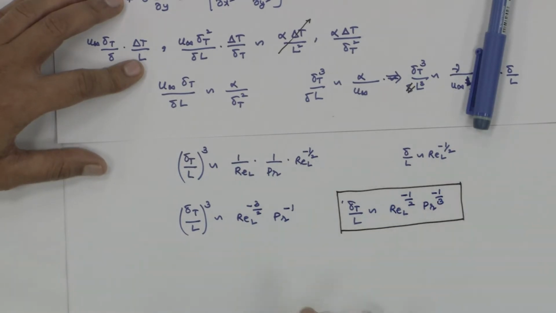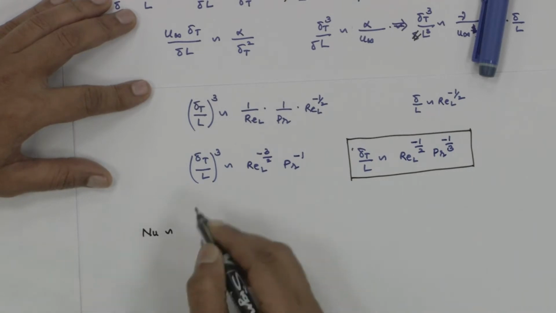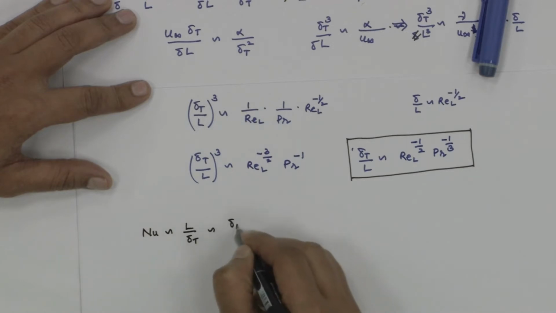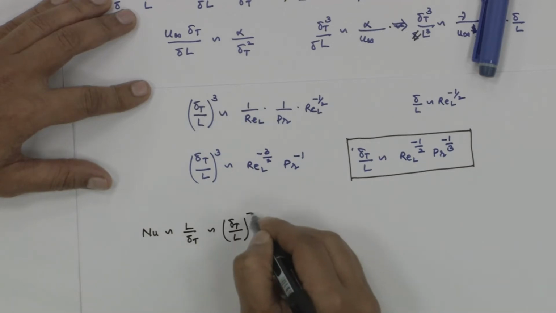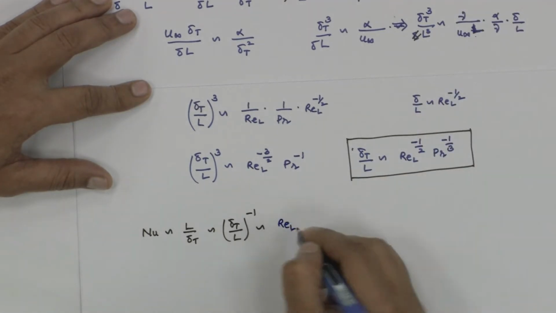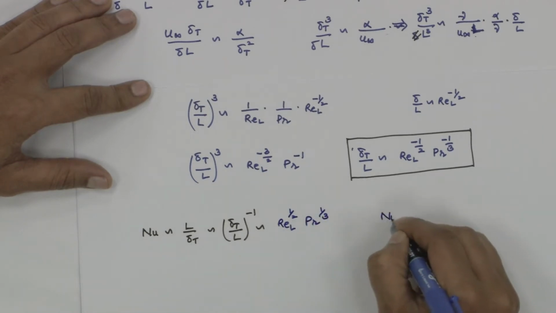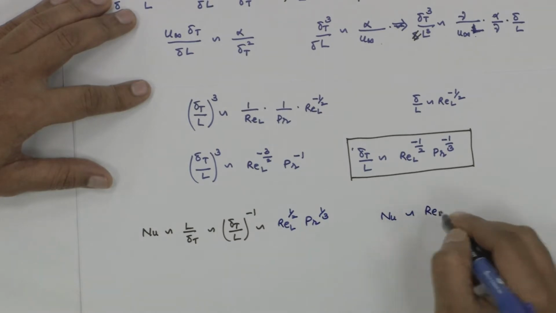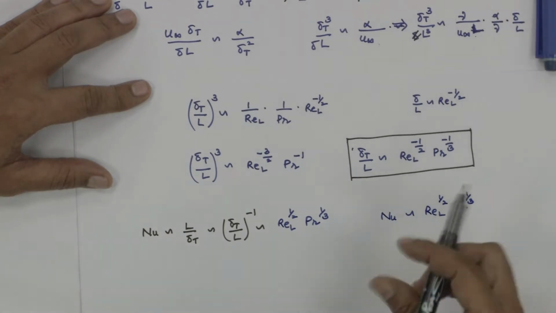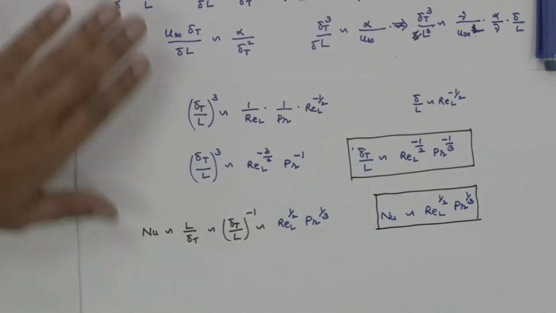So in the previous derivation we had shown Nu is of the order of L by delta T, that is delta T by L to the power of minus 1. So it is of the order of REL to the power of half PR to the power of 1 by 3. So Nu is of the order of REL to the power of half PR to the power of 1 by 3. This is what we get for Nusselt number.